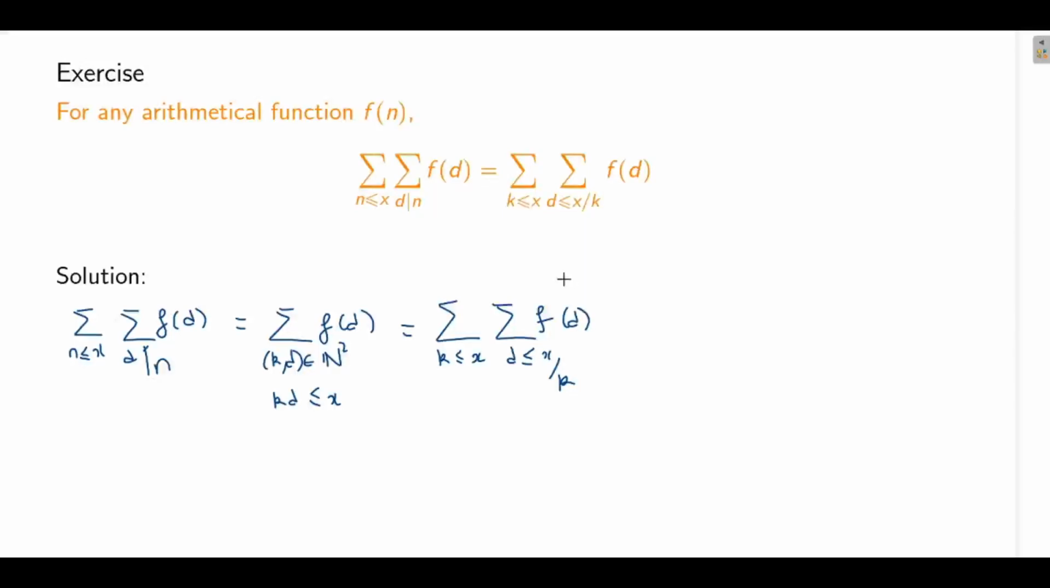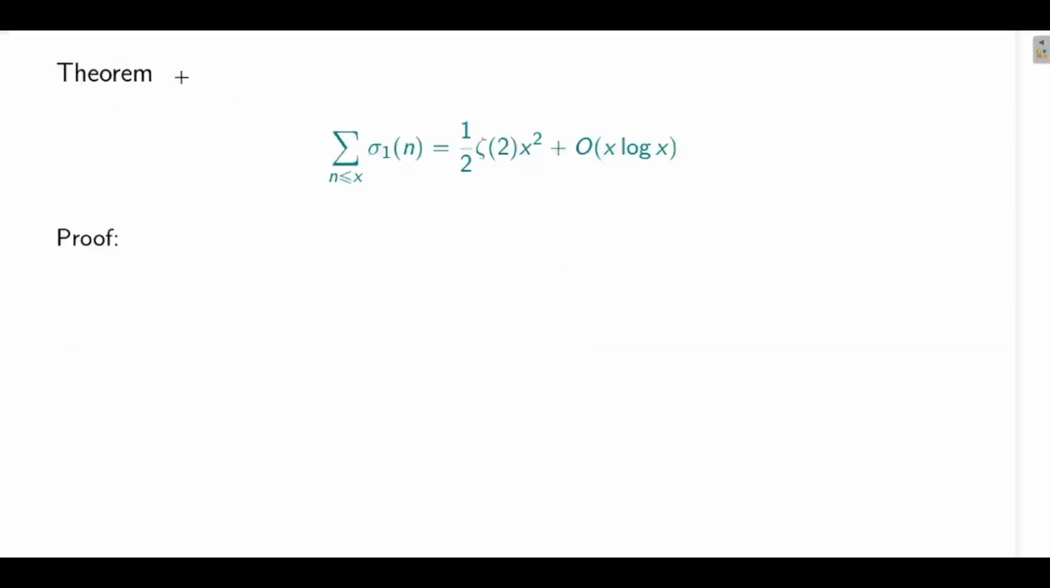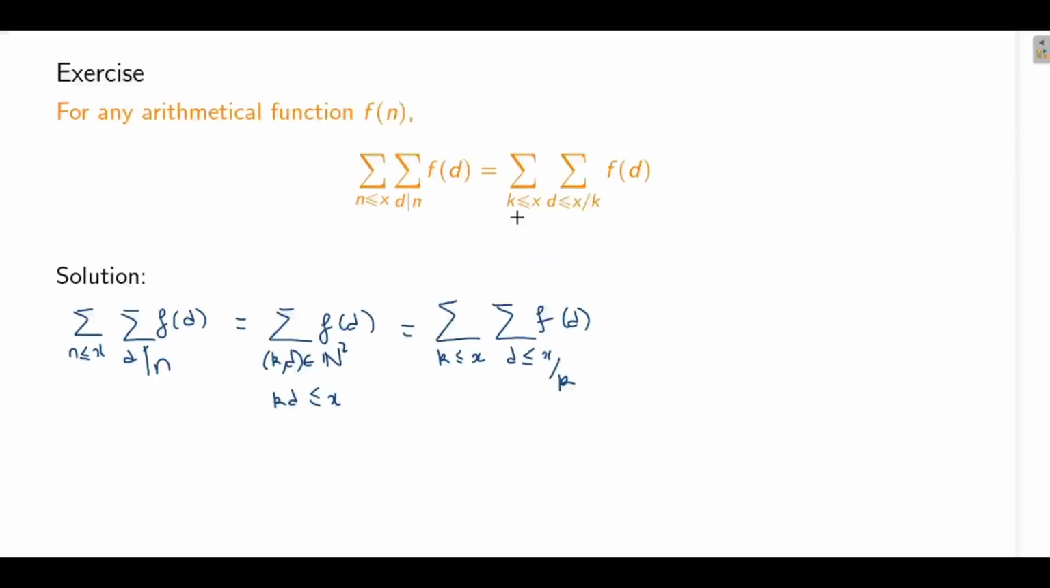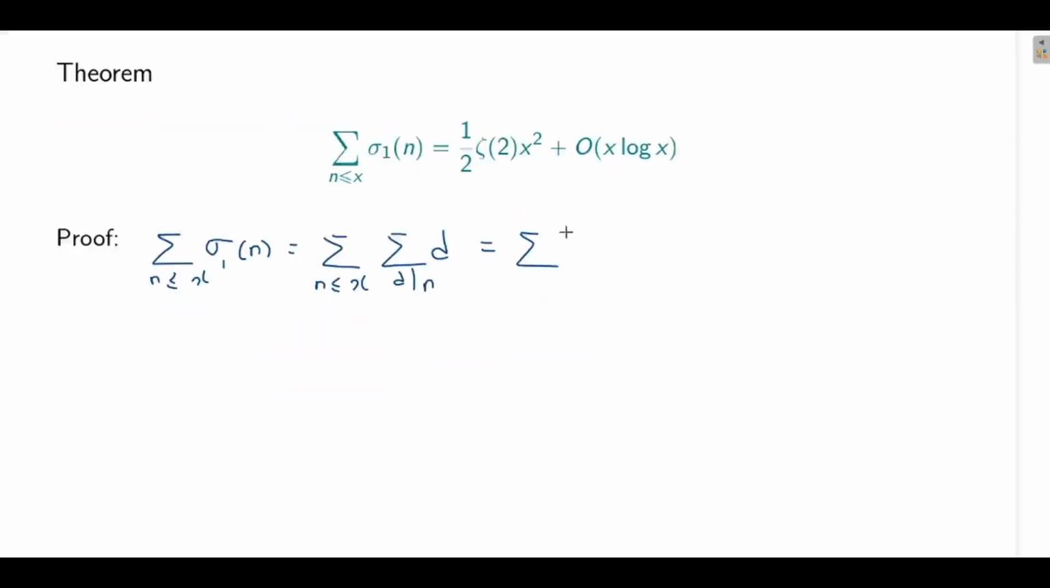Okay, so this is something which we will use in the next theorem. By the previous result we know that summation n less than or equal to x sigma 1 of n will be summation n less than or equal to x summation d divides n d, which, by using the previous exercise, will be summation k less than or equal to x summation d less than or equal to x by k d.